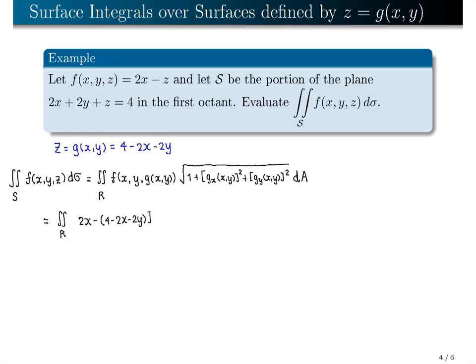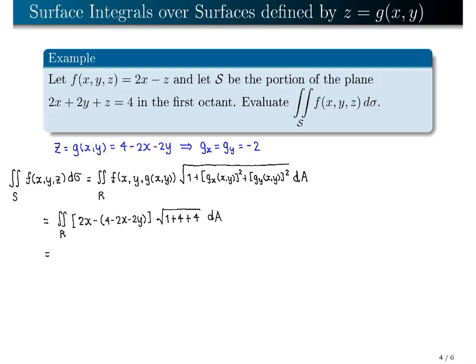For the next factor, we need the partial derivatives of g with respect to x and with respect to y. Looking at g of x, y, we see that both partial derivatives of g with respect to x and with respect to y are equal to negative 2. Continuing, we have the square root of 1 plus the square of g_x, which is 4, plus the square of g_y, which is also 4, dA. Note that this expression reduces to square root of 9, or 3, which we can factor out of the double integral.